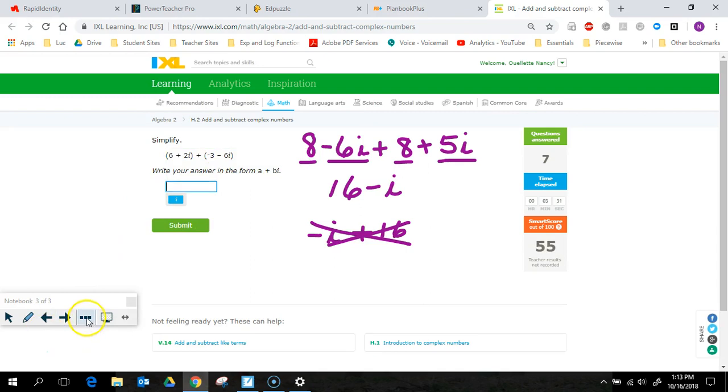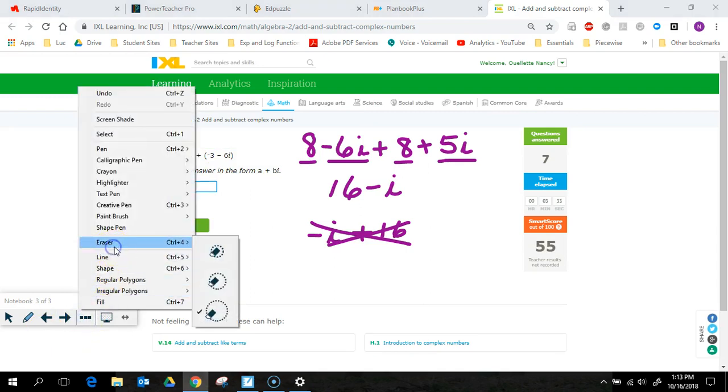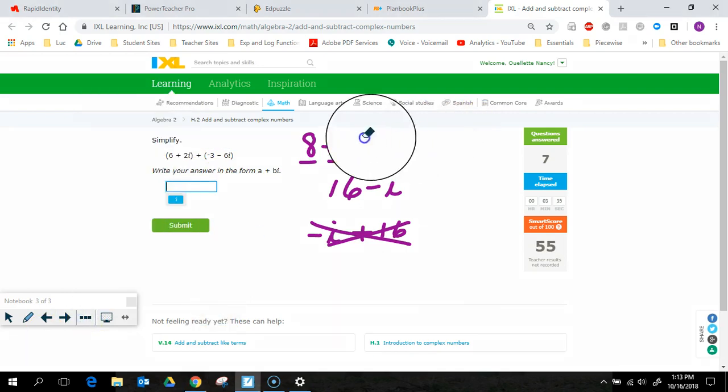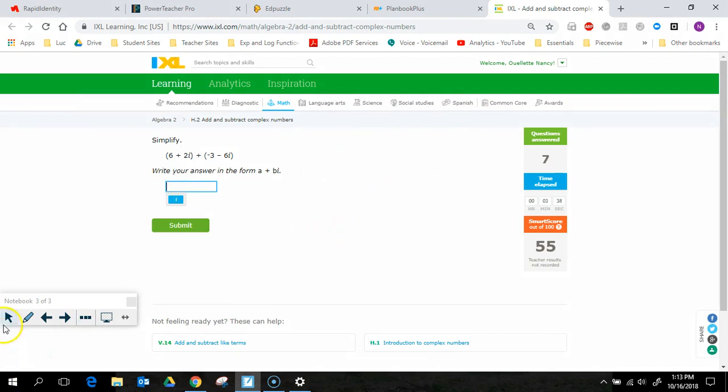Similar situation here where we're just going to combine like terms. Let's see if we can do this without writing anything down. We have a 6 and a negative 3, so that's going to be 3. And then we have a 2i and a negative 6i, so that's minus 4i. Same thing again. We have a 1 and a 4, that's 5. And then we have a negative 10i and negative 5i, so that's minus 15i.